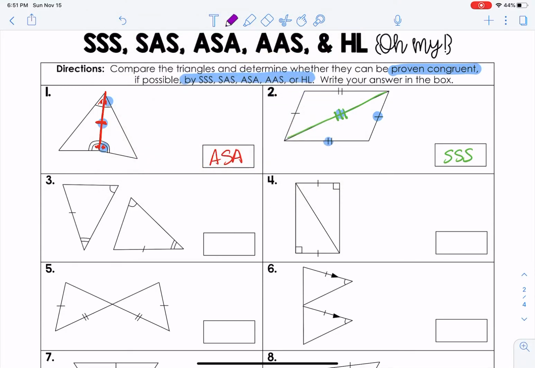For number 3, I have two pairs of congruent angles, and I have a side that is not included. So that means I have angle, angle, and side. That means I can say that these are angle, angle, side congruent.